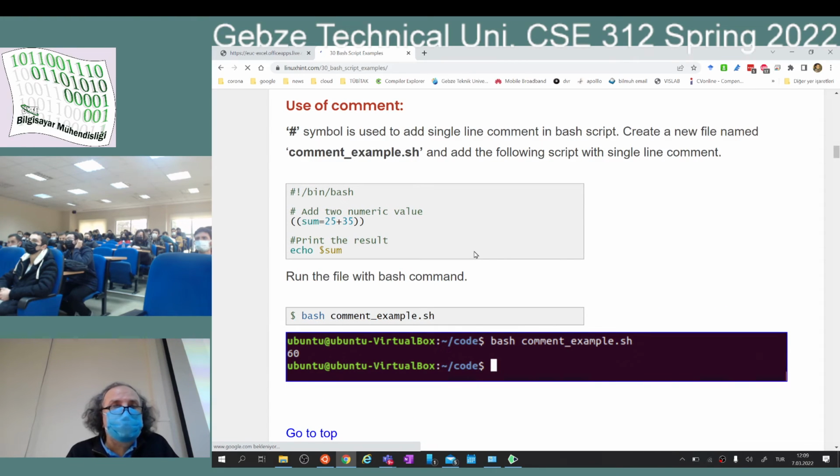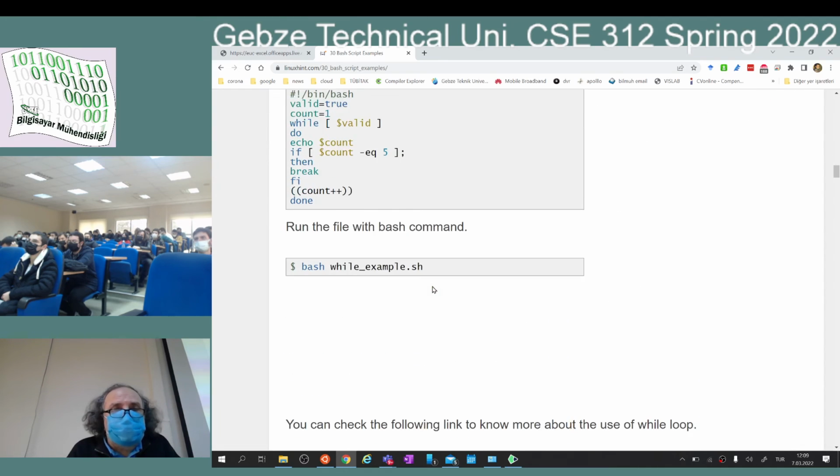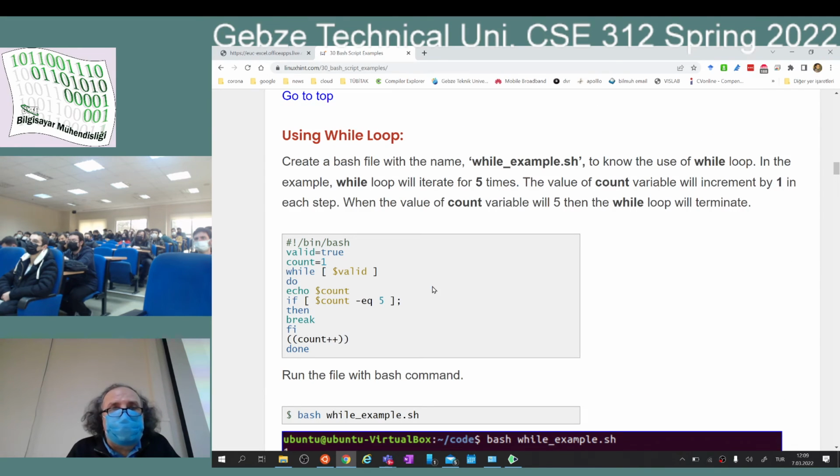Okay, so as you see, this is a bash script. You can do arithmetic operations doing this. There is a variable, and did you see that I did not define whether the variable is integer or not? It's an interpretive language. I add them up and I print the result. One example. Let's see some while loop.